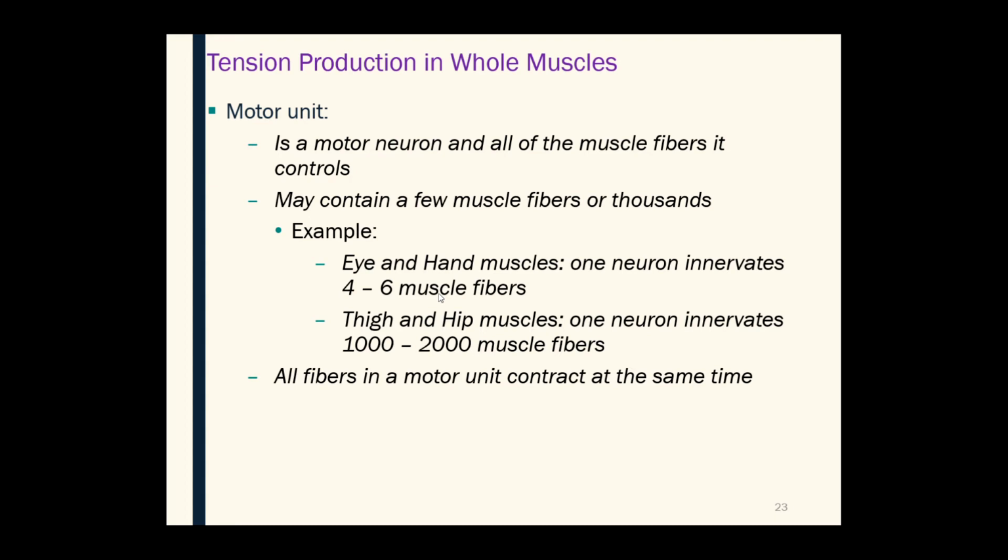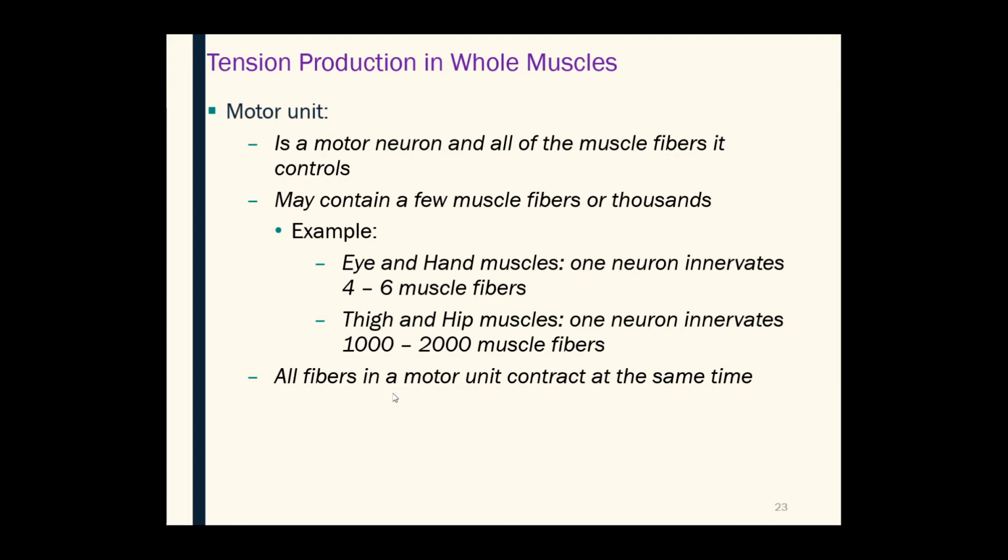But take a muscle that's more like weight bearing, our thigh and our hip muscles, like the hamstrings, that type of thing. Here, one neuron innervates 1,000 to 2,000 muscle fibers, right? Because these muscles do more gross movements. They're not doing more precision type of work. Okay. Now, here's another, that last comment's also important here. When this motor neuron fires, all of the fibers in that motor unit contract at the same time.